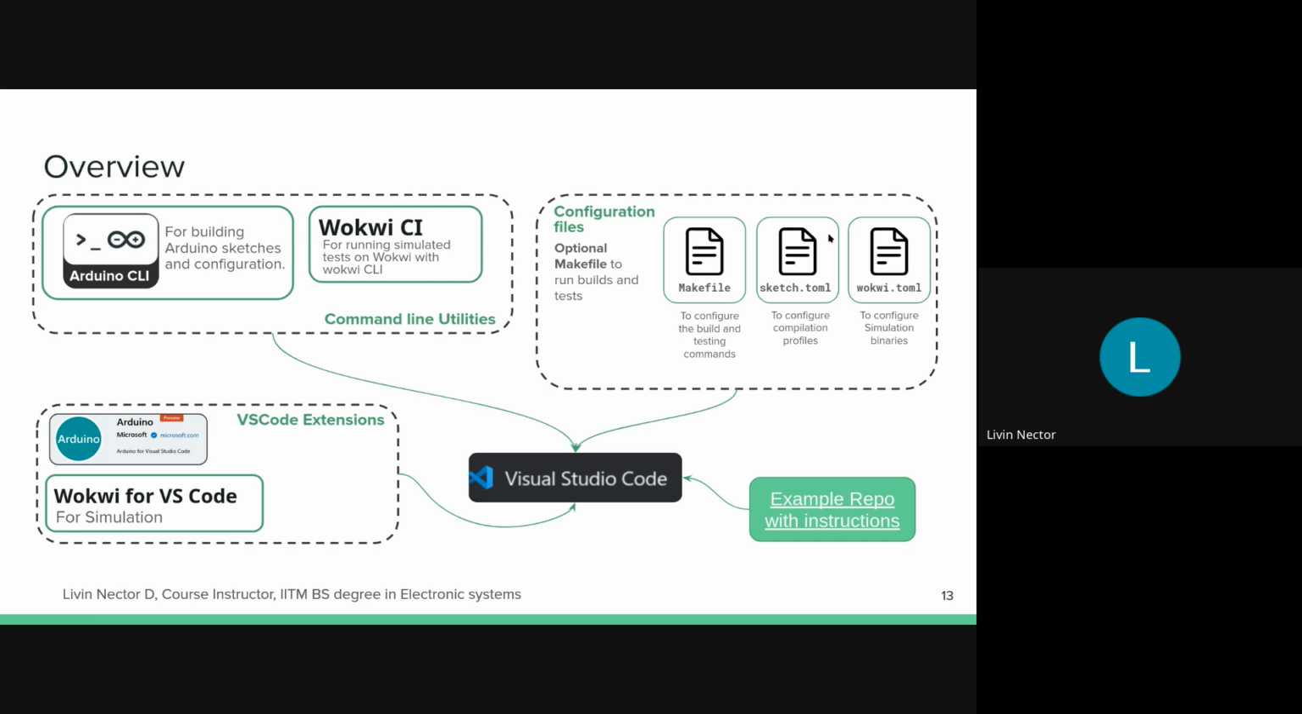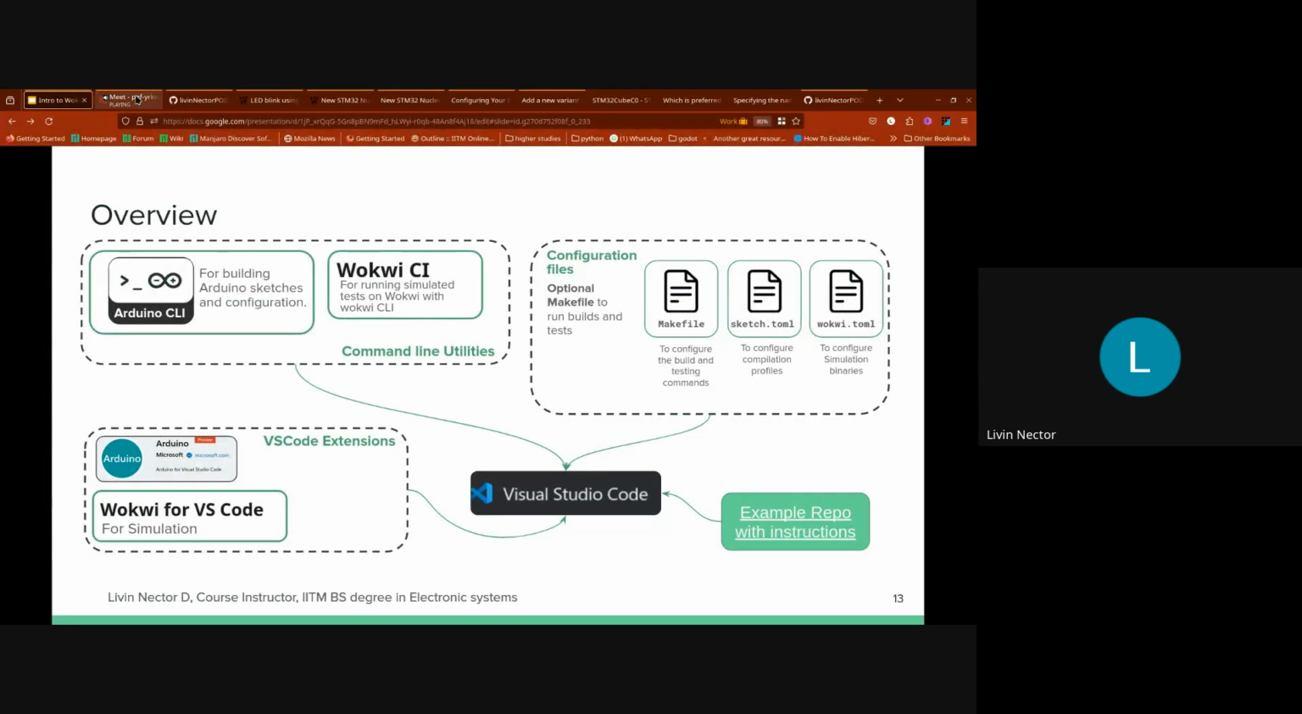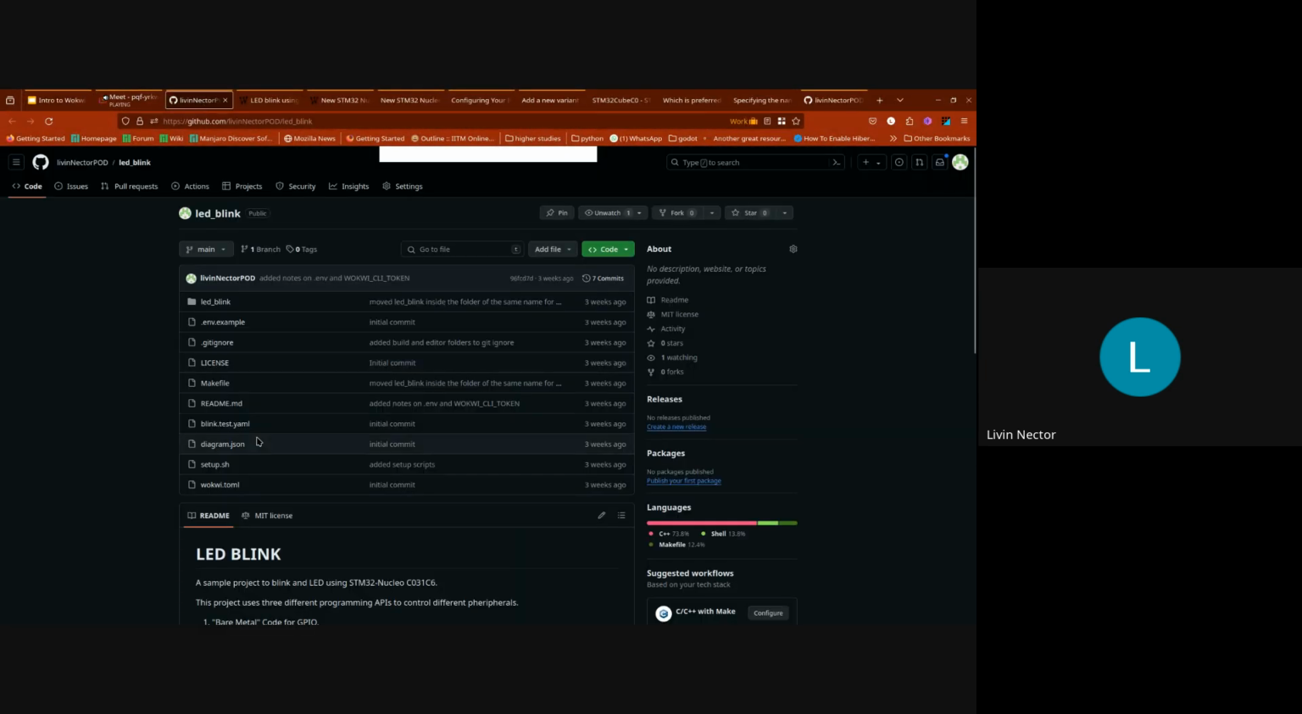So here there are some configuration files that you need to configure so that your things go well. I have an example repository here. Here all these things are there, like the compilation and the configuration files. This wokwi.toml is the configuration for local simulation for Wokwi. Those kind of things are there.